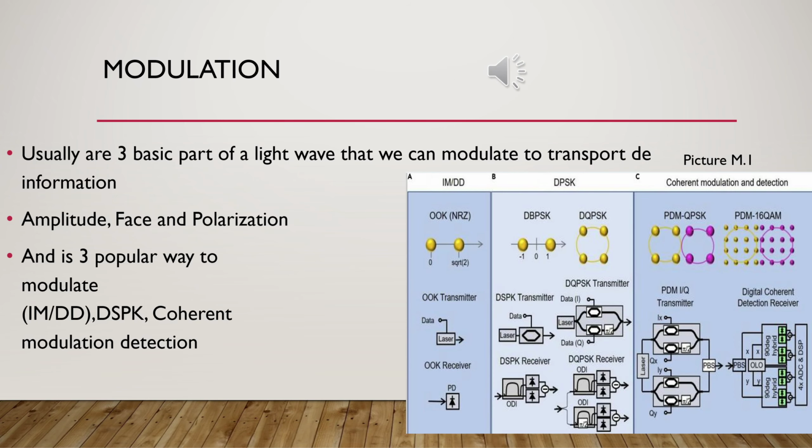Hello, now we're going to talk about modulation. Modulation is the way we can modify the signal so we can transport information. Usually there are three basic parts of the light wave we can modulate to transport that information: the amplitude, the phase, and the polarization. There are three very popular ways to modulate the signal: IMDD, DSPK, and coherent modulation detection. We're going to talk about them in more detail in the next slide.